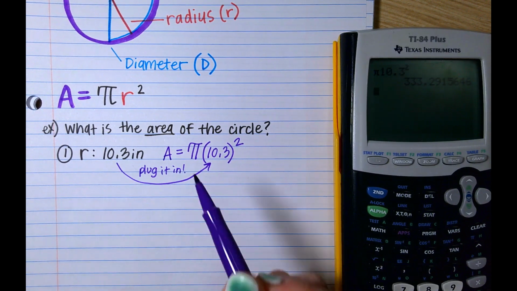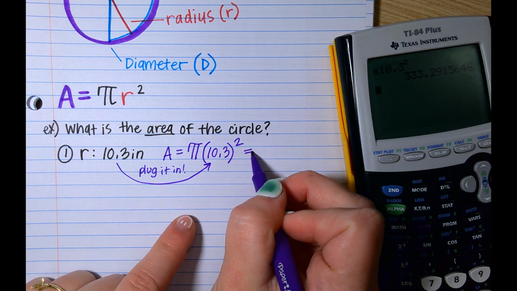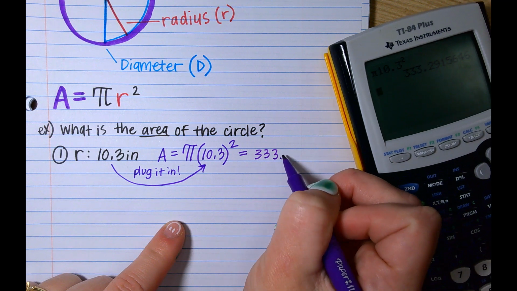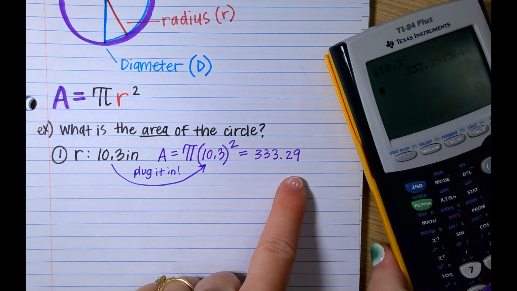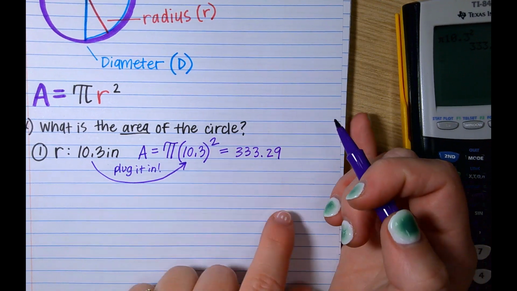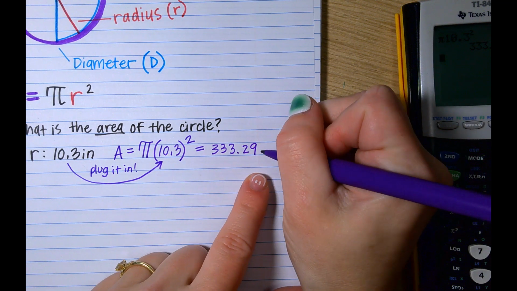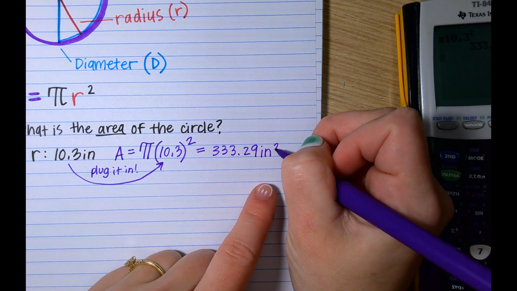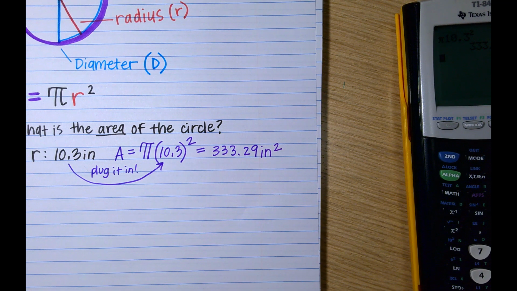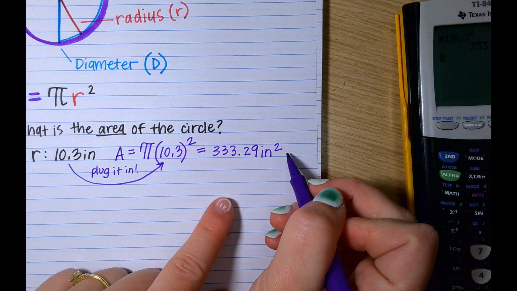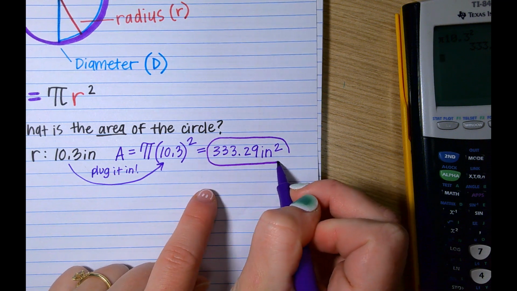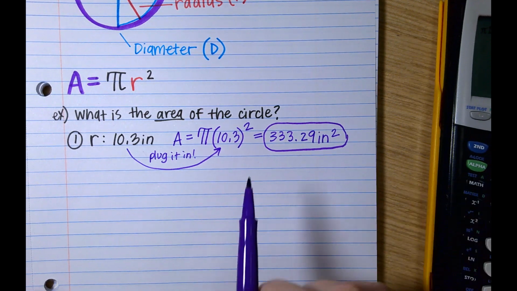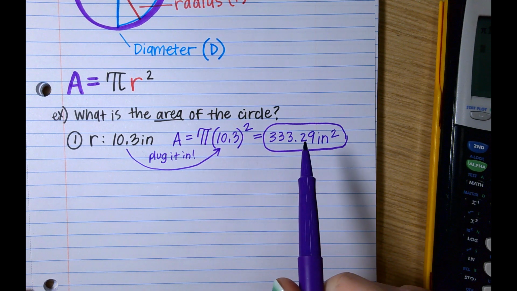Okay, so I'm going to write over here my answer, 333.29. And what would my units be? Inches squared. Even though it's a circle, we still use squared because we don't have a circled term. That'd be kind of cool if we did. But that's the area. We just found it. Is anybody having trouble getting that typed in properly?